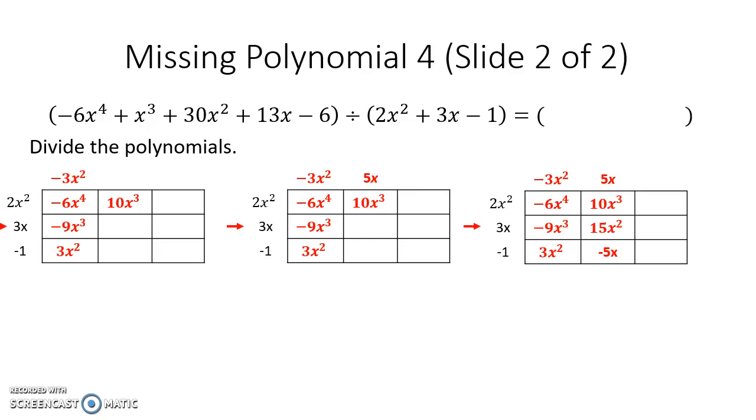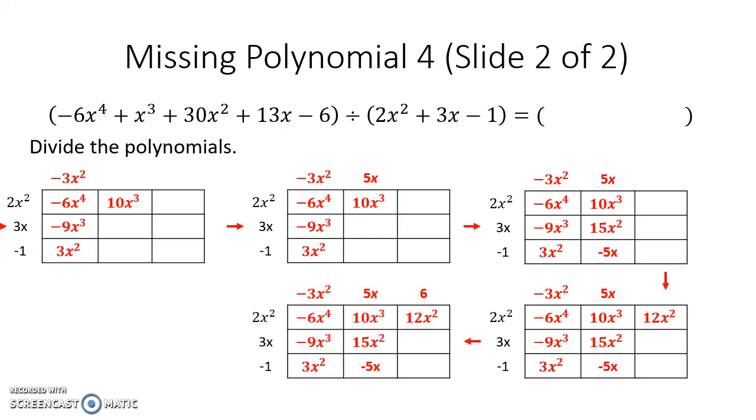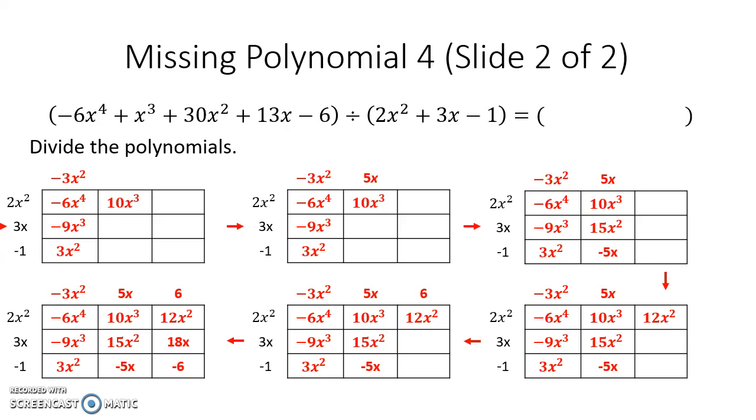Now we need to look at the x squared pieces. Right now we have a total of 18x squared. We need 30x squared, so we're missing 12x squared. That's what we're going to add, which means 2x squared times what gives us 12x squared? Should be 6. Now I'll multiply back down through the column and finish our box, and everything looks great. So our missing polynomial is negative 3x squared plus 5x plus 6.